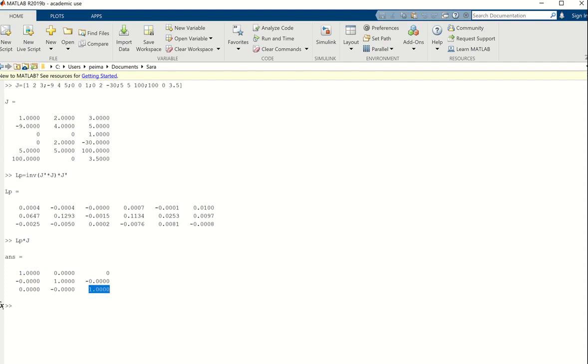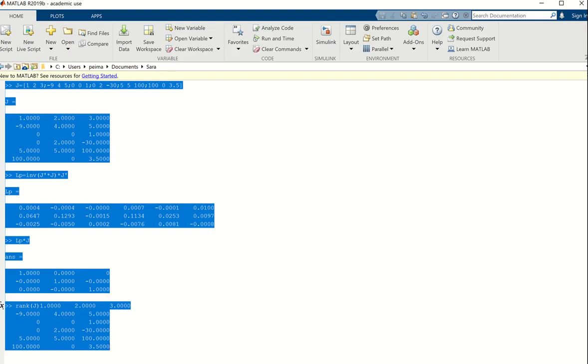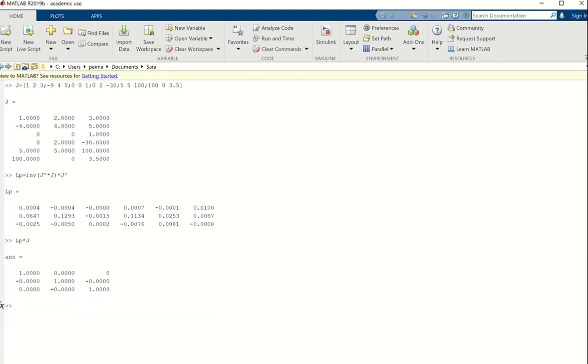Remember, when you have rank deficiency, another point I made: the rank of the Jacobian here is 3, because you have 3 columns, 1 2 3, and its columns are linearly independent. So now we go to the left pseudo inverse.